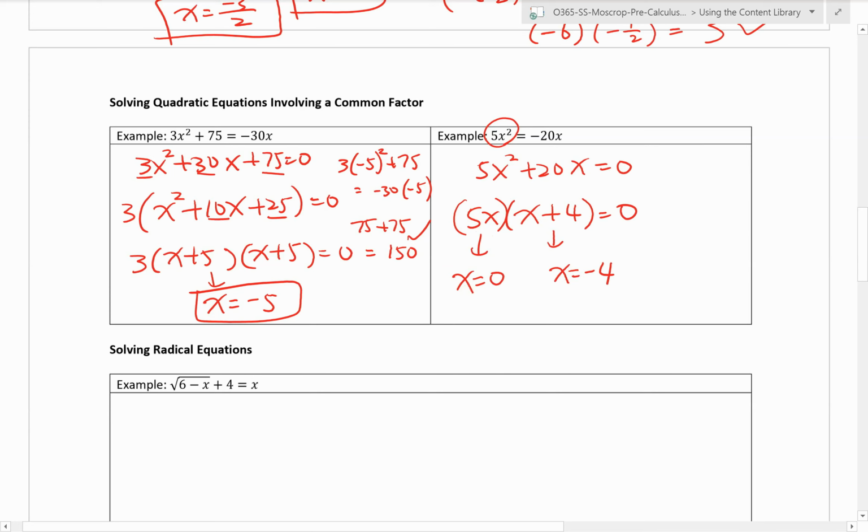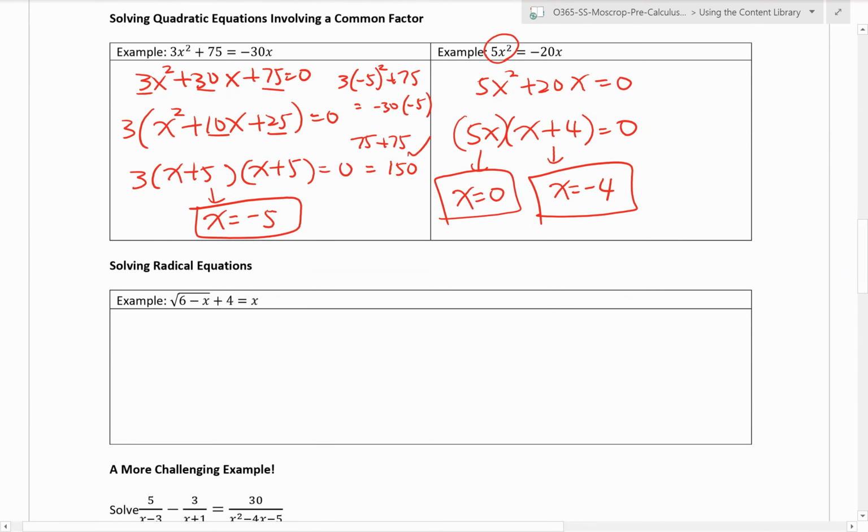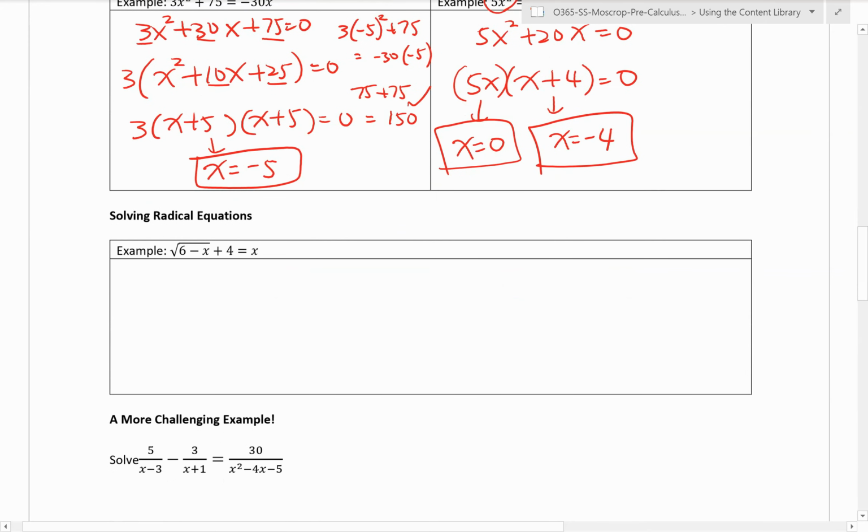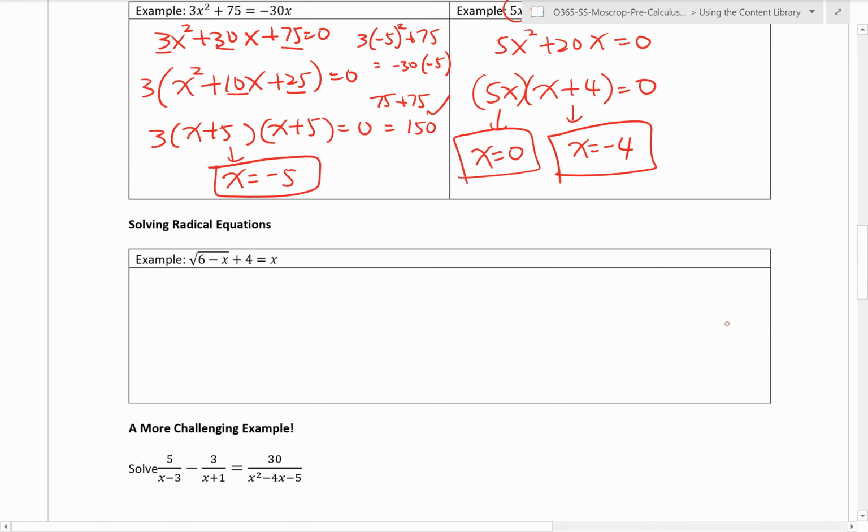You can plug in and check, just in case, right? Just in case. I know it's going to work in this case, so I will skip checking. But you should always check, especially at the very first, when you don't feel confident in solving the equation. I think after a while, you feel pretty good about yourself, then if you want to skip that checking part, that's fine. Okay, radical equations.